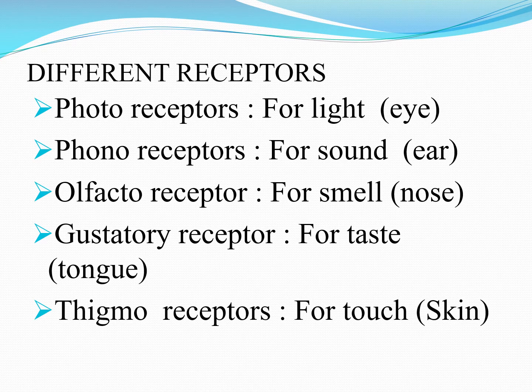Different receptors. Receptors are just like a receptionist, receiving. Okay, photoreceptors for light, phonoreceptors for sound, present in the ear, olfactoreceptors for smell found in the nose, gustatory receptors for taste present in the tongue, thigmoreceptors for touch found in the skin. Yes, year before last year, olfactoreceptor and gustatory receptor were asked in the question paper.